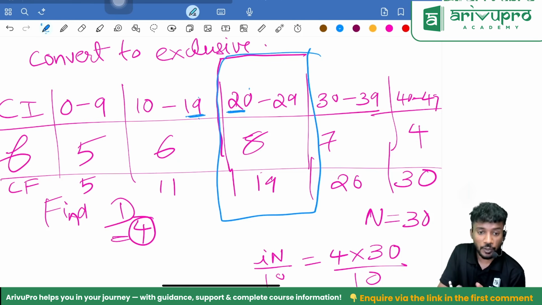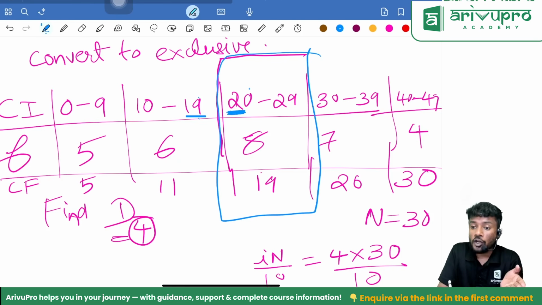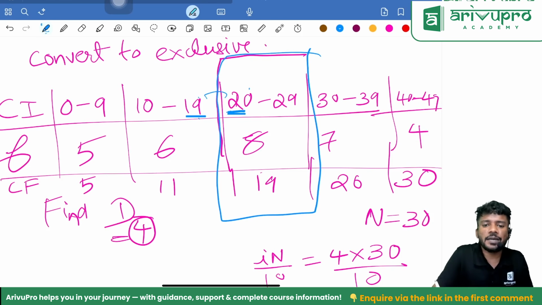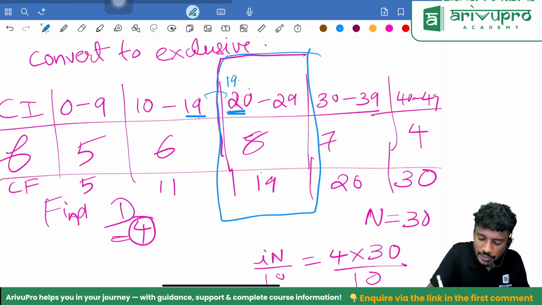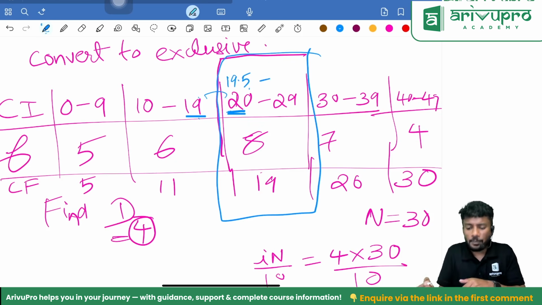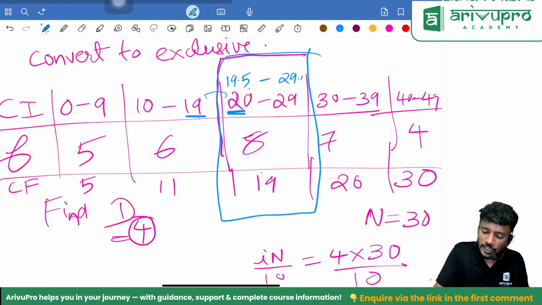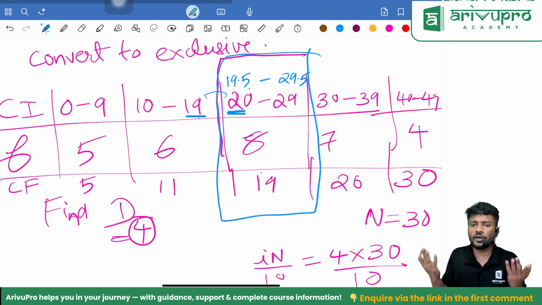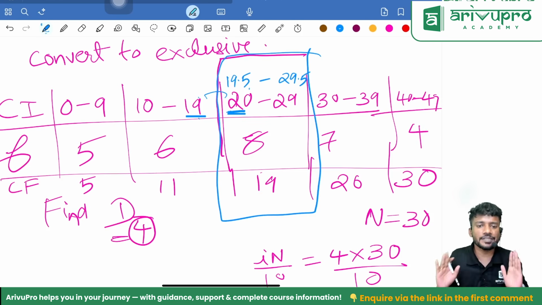I am talking about the upper class limit of the previous class and the lower class limit of the next one. The gap here is how much? 1. So 1 by 2 is how much? 0.5. So 20 minus 0.5 is how much? 19.5. Then 29 plus 0.5 is how much? 29.5. That's how you convert it into the exclusive classes. Actually, we are converting everything, but why are we not doing everything? Because it's not needed for us. Do as per the need.